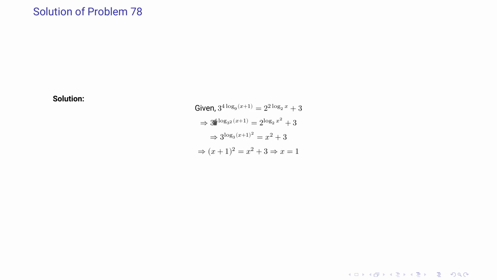So this 4 will become 2 when we bring 2 out, and then we take that 2 and raise it to the power of x plus 1. On the right hand side, we take this power 2 and bring it as power of x here, so it becomes x square. Now the bases are 3 here and the base of power is also 3. So this would be x plus 1 whole square, and right hand side would be x square plus 3 similarly. That means x is equal to 1.